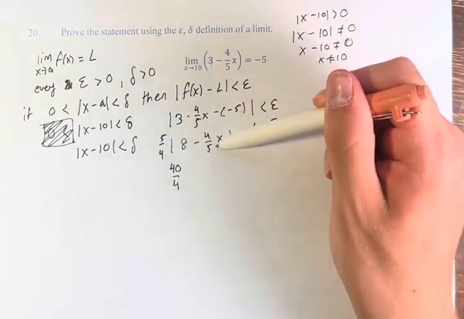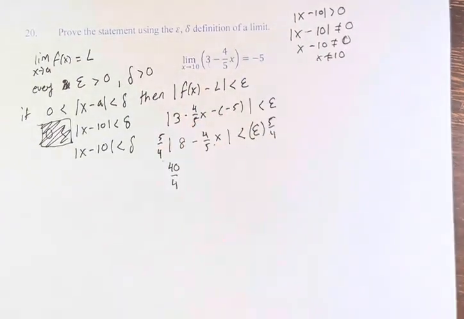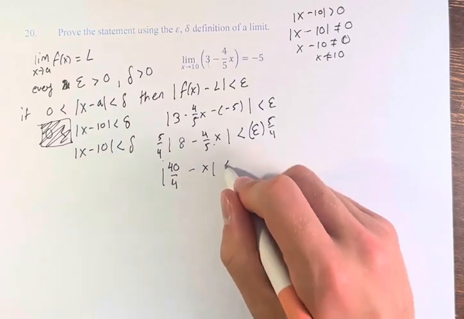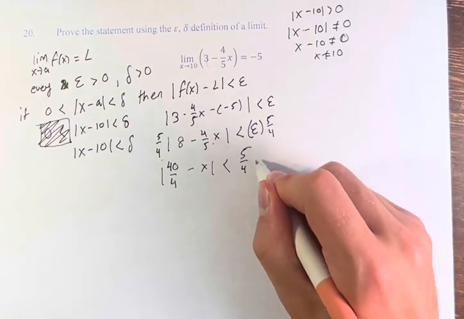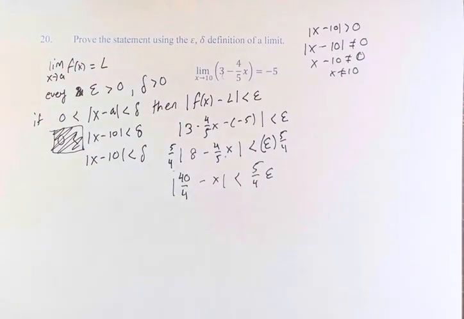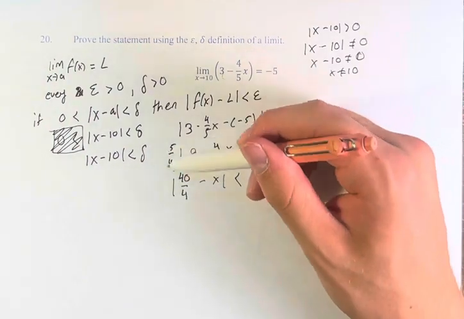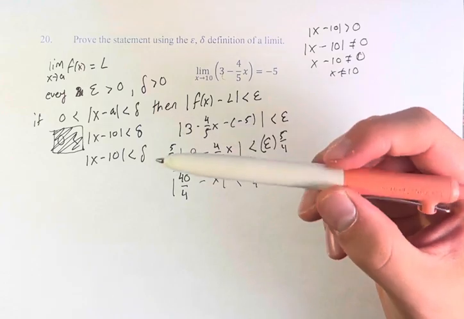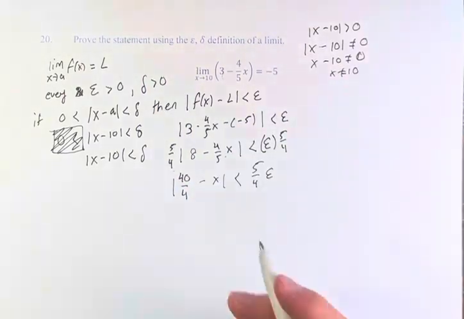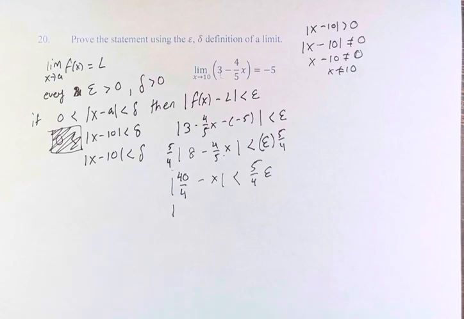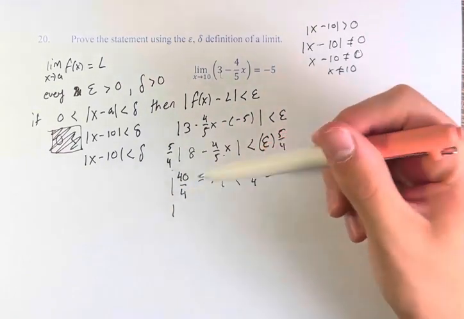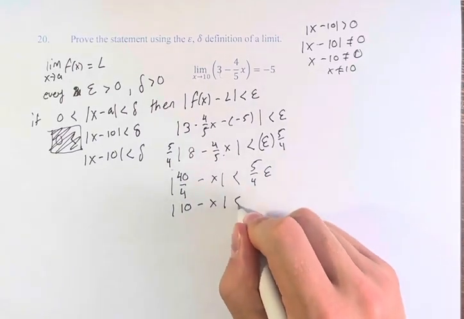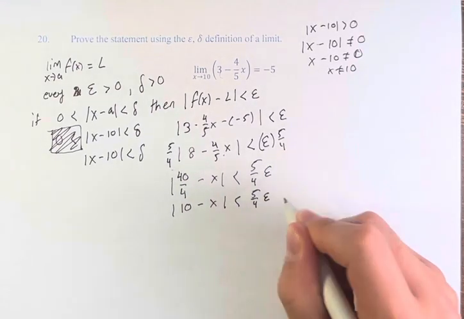And then 5 over 4 times 4 over 5, right? This just cancels. 5/4 times 4/5 is just 1. So this is minus x. The absolute value of this is less than 5/4 epsilon. And we can multiply this number into the absolute value because it's positive. It doesn't affect the nature of the absolute value. 40 over 4 is 10 minus x, and this is less than 5/4 epsilon.